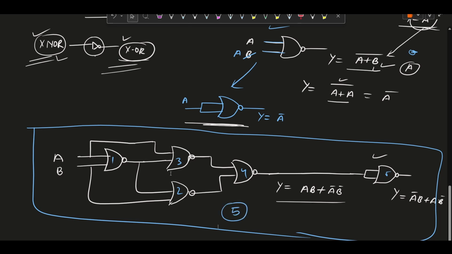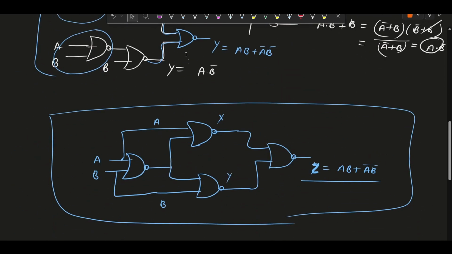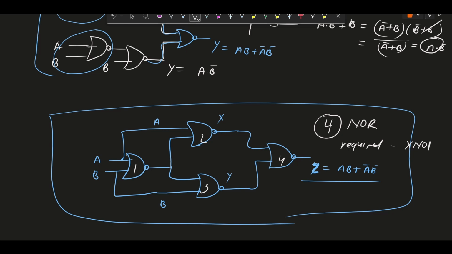But about the XNOR gate, here we have seen the circuit of the XNOR gate. How many gates are used for the implementation? 1, 2, 3 and 4. So from this implementation we can say a total of 4 NOR gates are required to implement the XNOR gate, and a total of 5 NOR gates are required for the XOR gate implementation.